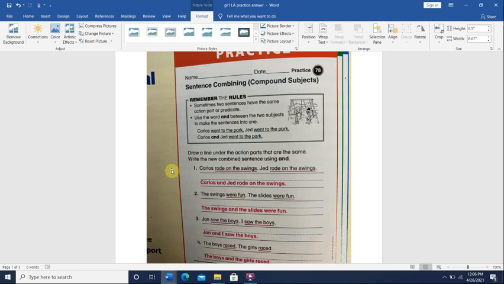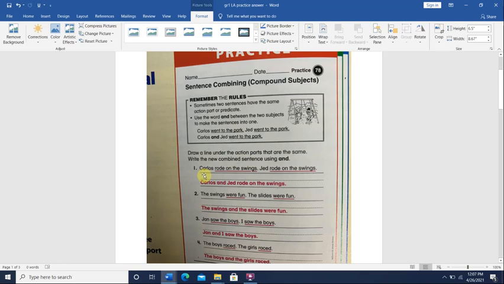Here on page 78 in the language arts practice book, it says draw a line under the action part that are the same. So here we have two sentences that have the same action part or the same predicate. And we will use the word and to combine the sentence and make it one. So this is how we'll do it, okay?